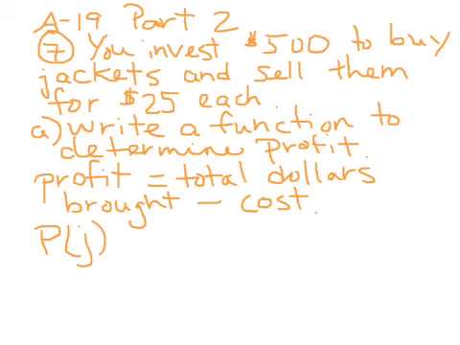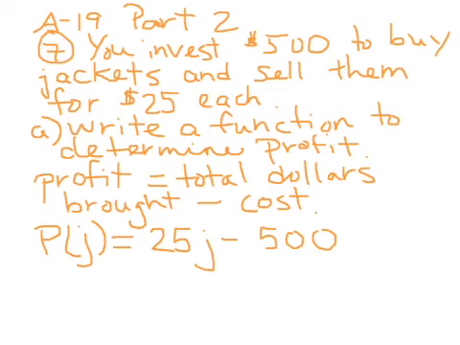So that's going to be equal to the total amount of money I bring in. Well, I get $25 for every jacket I sell, and that's my total amount I bring in. So if I sell 10 jackets, I make $250. So I'm going to take that total amount I bring in, and I have to subtract my cost. That leaves me with my profit function. Once again, my profit is dependent on how many jackets I sell.